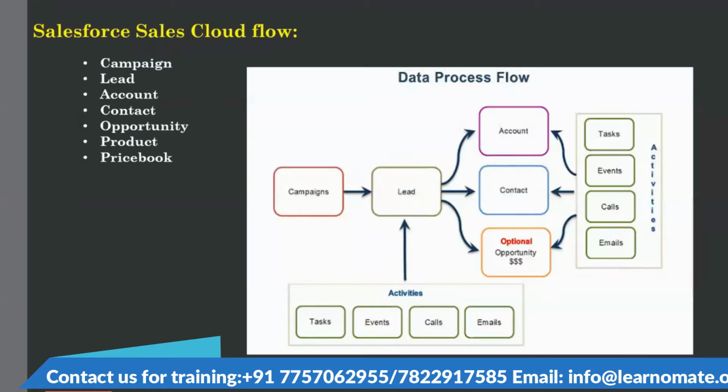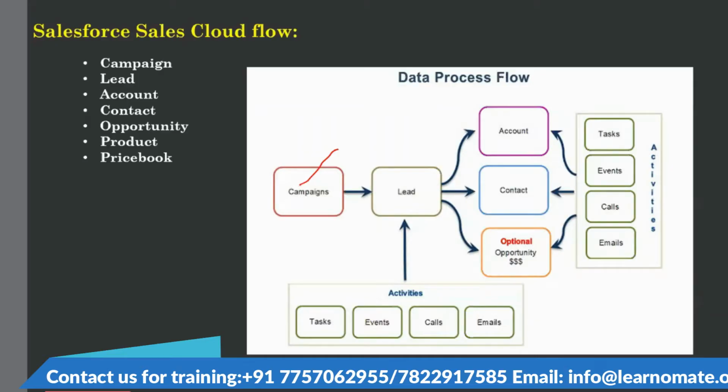Sales cloud is nothing but this: if you have a product and you want to sell that product, what kind of objects or entities come into that flow? This diagram is representing that flow. First of all, there is a campaign. Campaign is for advertisement purposes. For example, TV ads, banners, flags, or any webinar or seminar, we run that campaign, and in that campaign we get the leads.